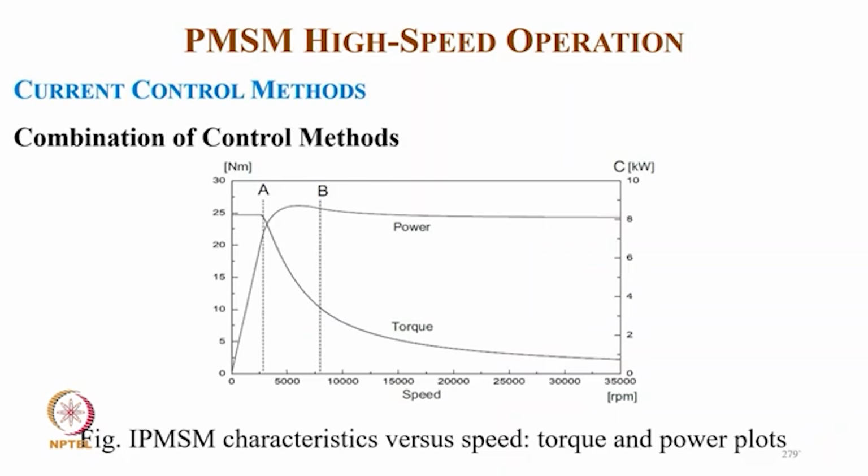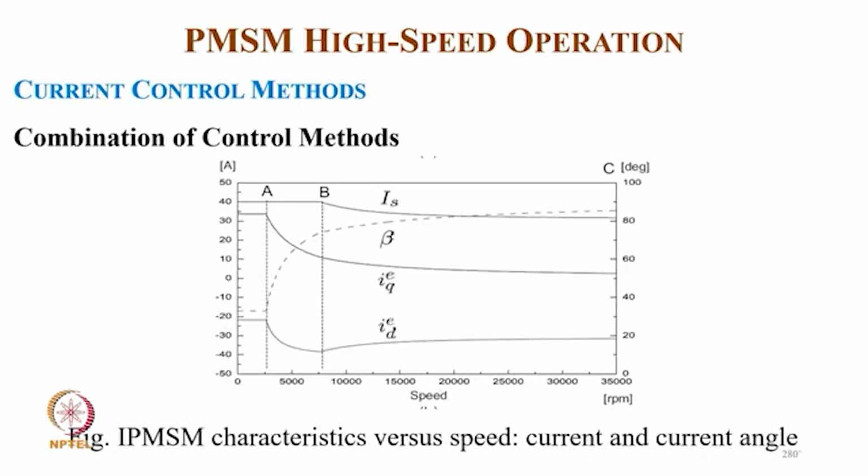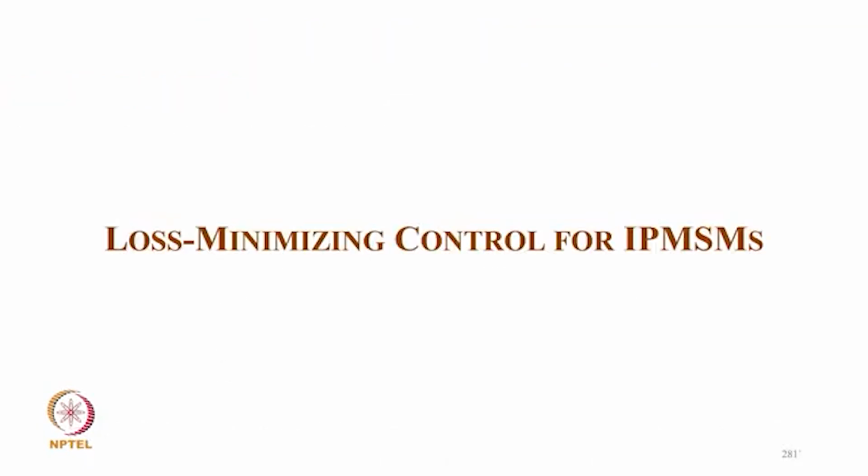And this is the plot of power and torque versus speed. These are for the combination of control for field weakening, because in the case of an electric vehicle we go to very high speed, like 35,000 RPM, but up to the base speed is typically 2,600 RPM. And this is for current and angle control. So you can see with the speed how the total current and the variation of beta and ID IQ behave.